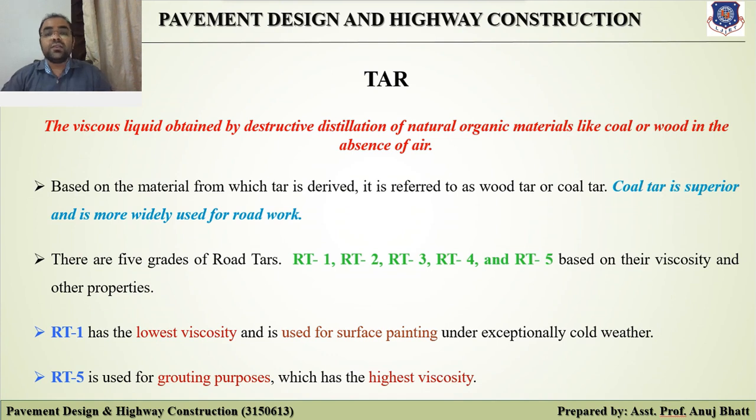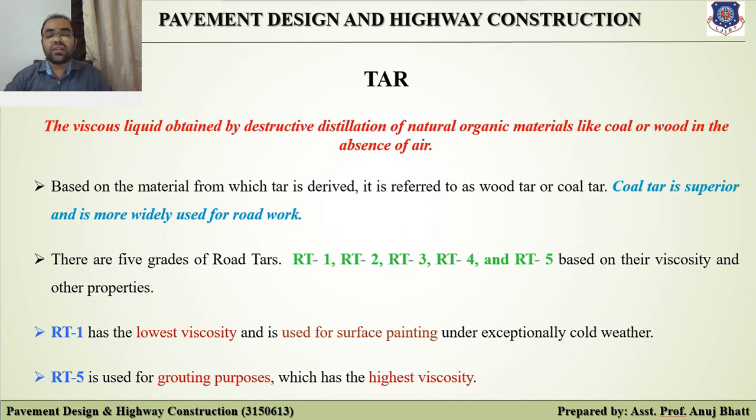The next bituminous material is tar. Tar is a viscous liquid which is obtained by destructive distillation of natural organic materials like coal or wood in the absence of air. Based on the material from which the tar is derived, it is referred to as wood tar or coal tar. Coal tar is superior and is more widely used for road construction.